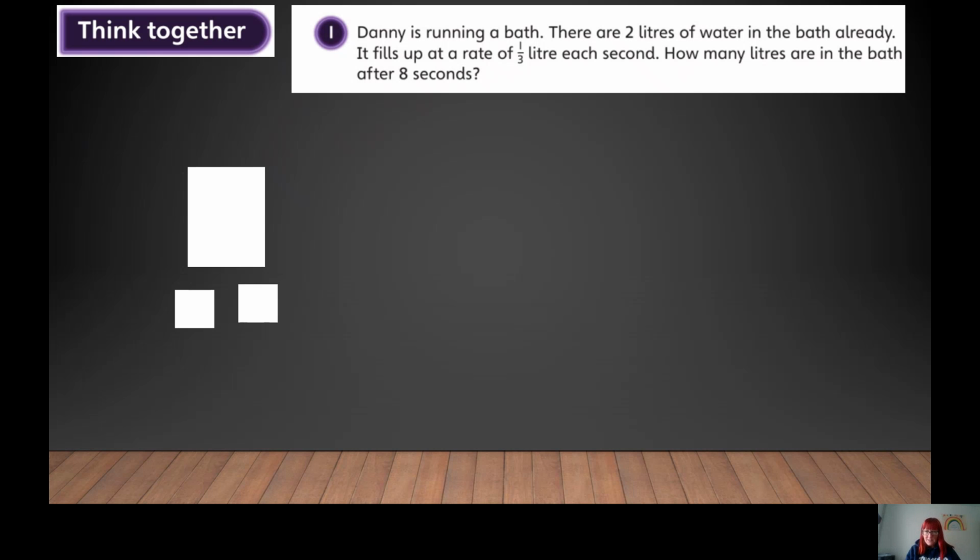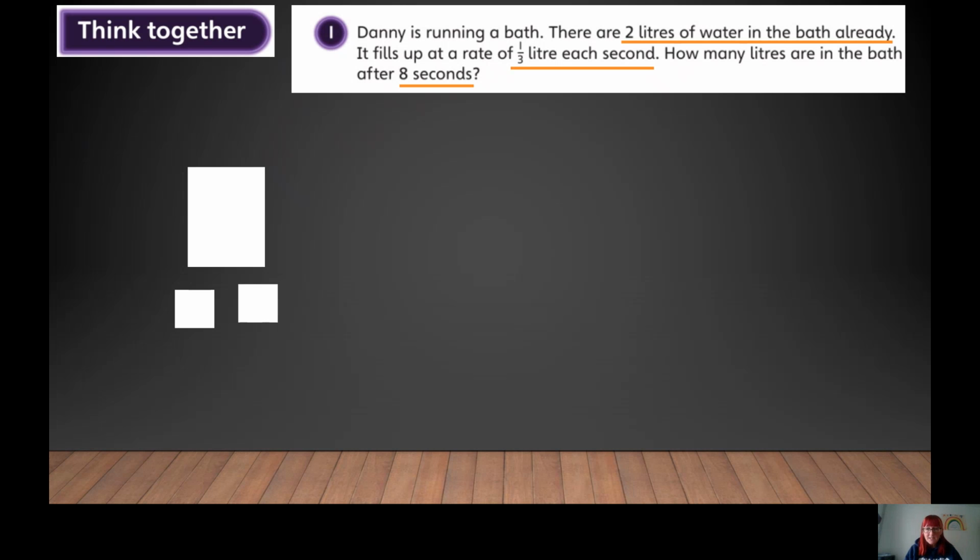Right, so there's lots of information in this question, lots of parts to this question. So let's have a look. 2 litres of water in the bath already. So we're not starting from 0, we're starting from the integer 2. It fills up at a rate of a third, so we're dealing in threes. The denominator is 3, so sections of 3, and that's per second. And then the question, of course, is really important. How many litres in the bath after 8 seconds?